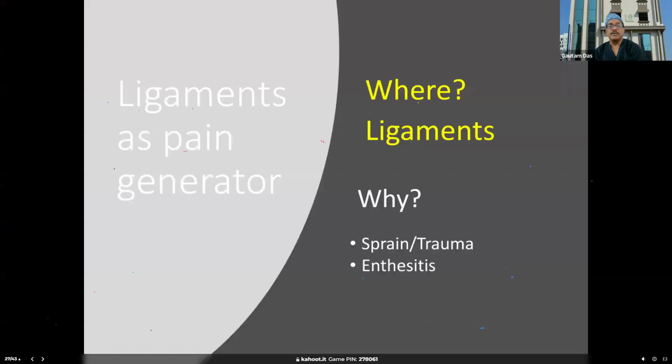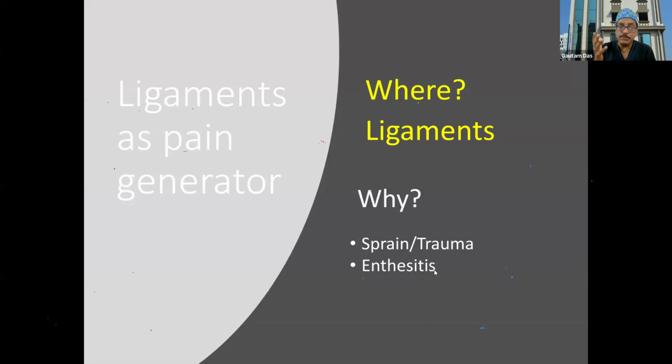Next is your ligament. Some ligaments are there, interspinous, supraspinous, the sacroiliac, different ligaments, where there might be sprain, injury, or enthesitis. What is enthesitis? Enthesitis is an inflammatory edema, mostly because of autoimmune disease, where the tendons or ligaments are getting attached to the bone. That part is known as the enthesis, and enthesitis is an inflammatory condition. I should not be calling it a very common cause, but it should also come in your differential diagnosis.